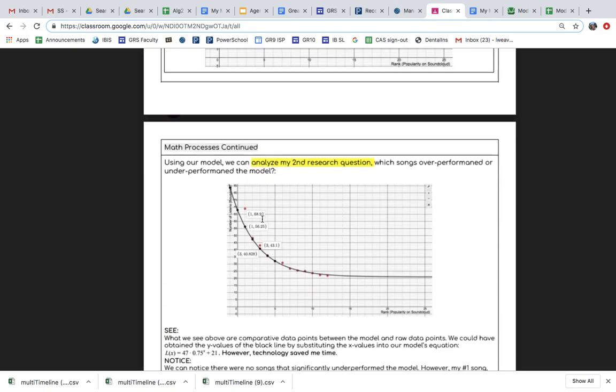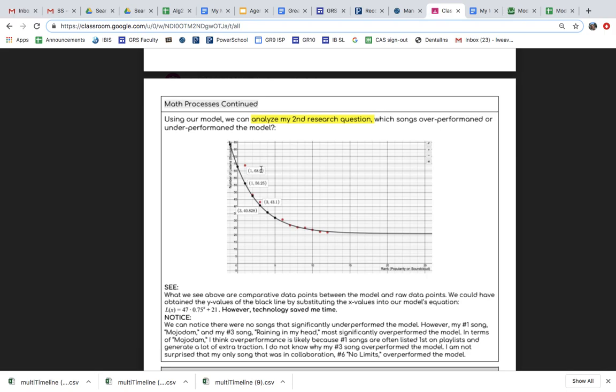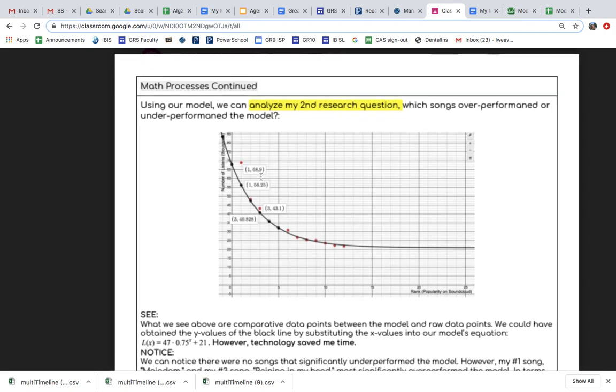I screenshotted that in, and then using the model I decided, my L of x model, I was able to go on and analyze my personal second question. You might have a different second research question. Like you might, in this part, do a comparison and do your other model. Or maybe you don't have a second question at all, and that's okay too. So you have that next math process there.